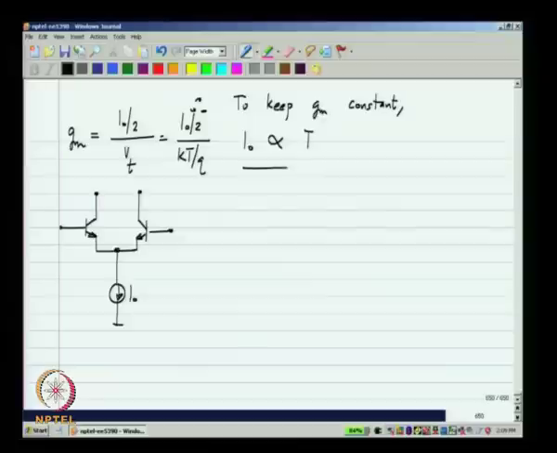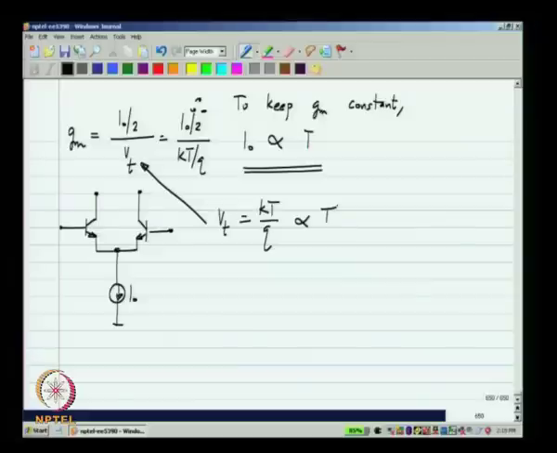Now, how do we get a quantity that is proportional to absolute temperature? Again, this quantity Vt gives us the clue. This quantity, the thermal voltage, is kT by q, and this of course is proportional to the absolute temperature.